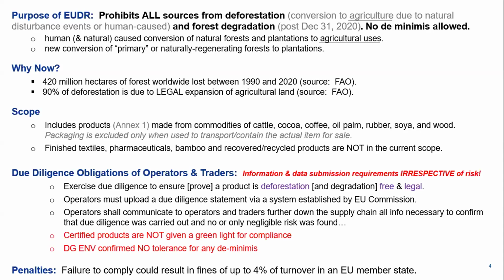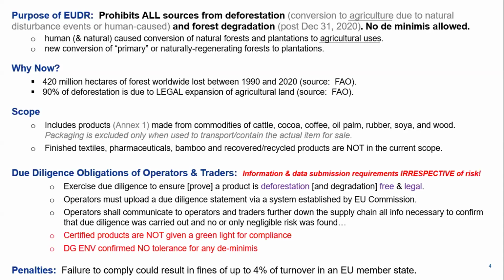However, it could be human caused, or it could be a result of natural disturbance that then leads that land to be converted into agriculture. So both man-made and natural disturbance events are included in what they are trying to prohibit within the EU market. They are also trying to prohibit degradation. This term, again, is uniquely defined, somewhat ambiguously. I'm going to talk about that later. It seems to be generating a lot of confusion, I think, unnecessarily.